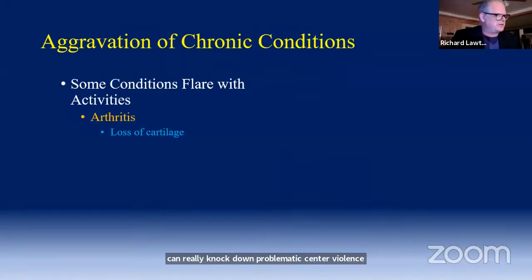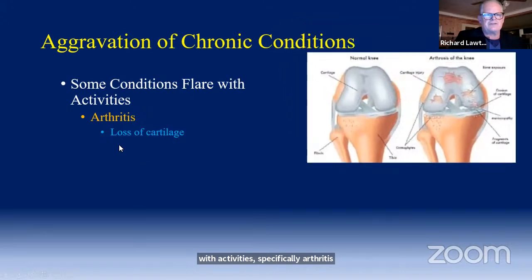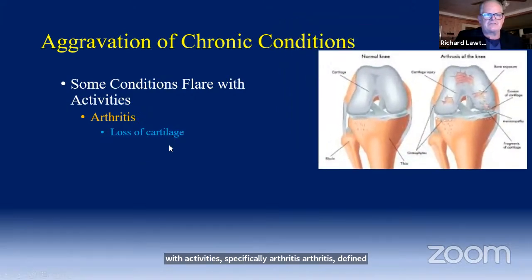Now we'll get into stuff that's probably common among people over the age of 50, aggravation of conditions with activities, specifically arthritis. Arthritis is defined as the loss of cartilage. Here we have a picture showing a normal knee on your left and an arthritic knee on the right. The normal knee has this pearly white cartilage we saw earlier in the talk. And in arthritis, that cartilage wears away and you're left with exposed bone.